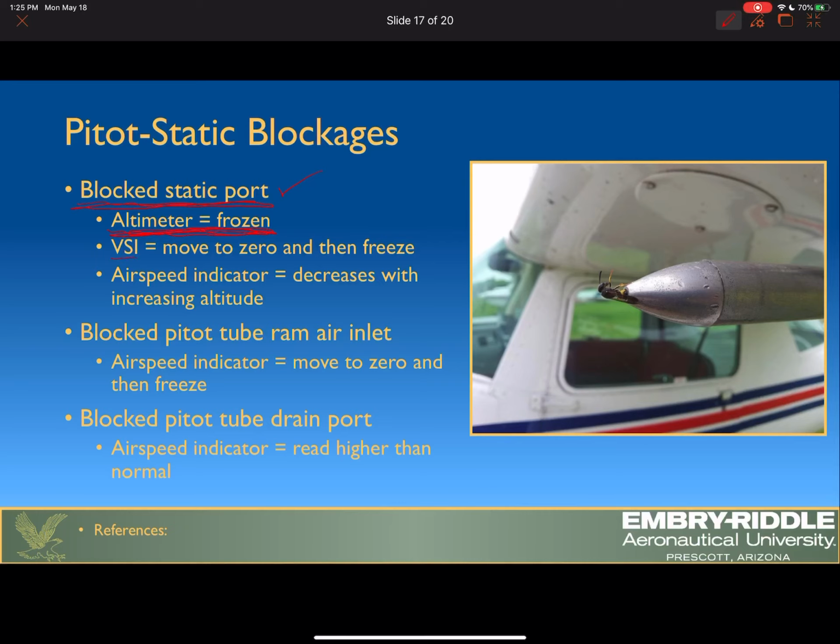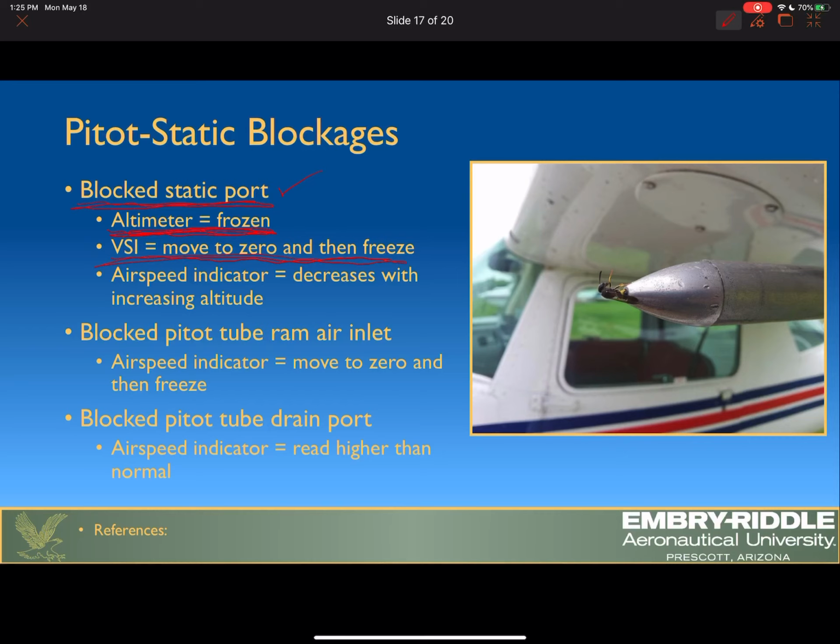Your VSI will move to 0 and then freeze. So it's going to move to 0 and then freeze. It's not going to change. And our airspeed indicator is going to decrease with increasing altitude. So that's what happens if our static port is blocked.